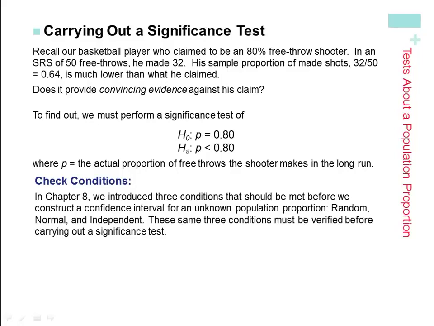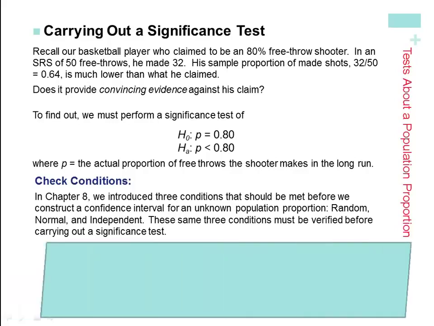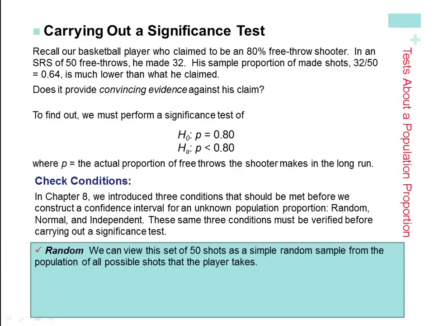Remember in Chapter 8, we started talking about the conditions dealing with proportions. You have to have randomness, normality, and independence. So for this example, there is a random sample. It can be considered a simple random sample; that's stated in the problem.